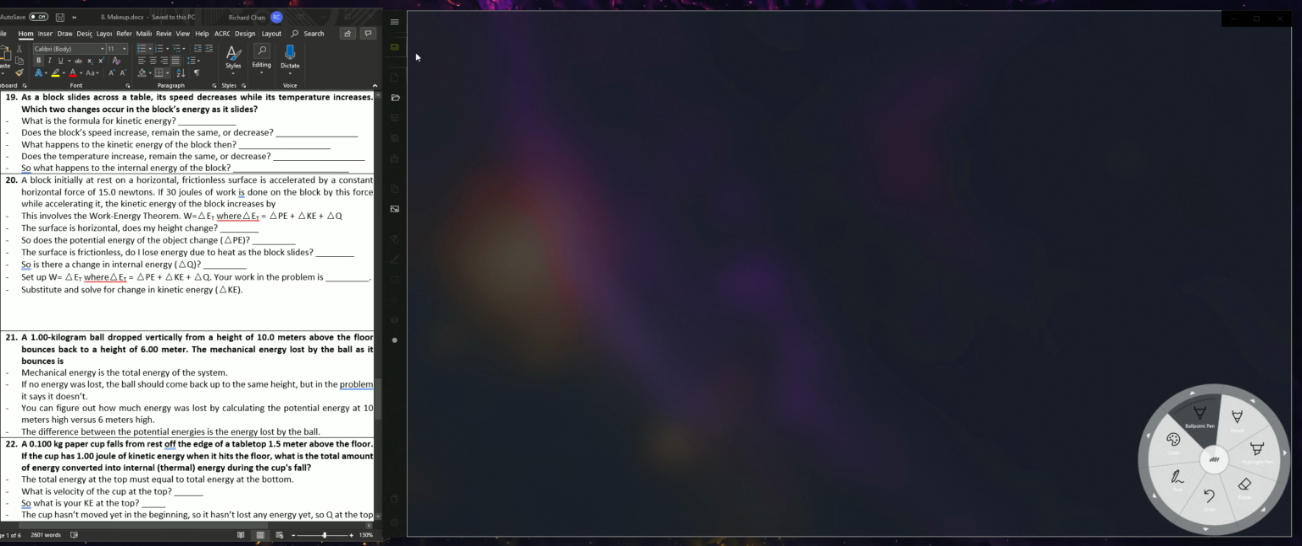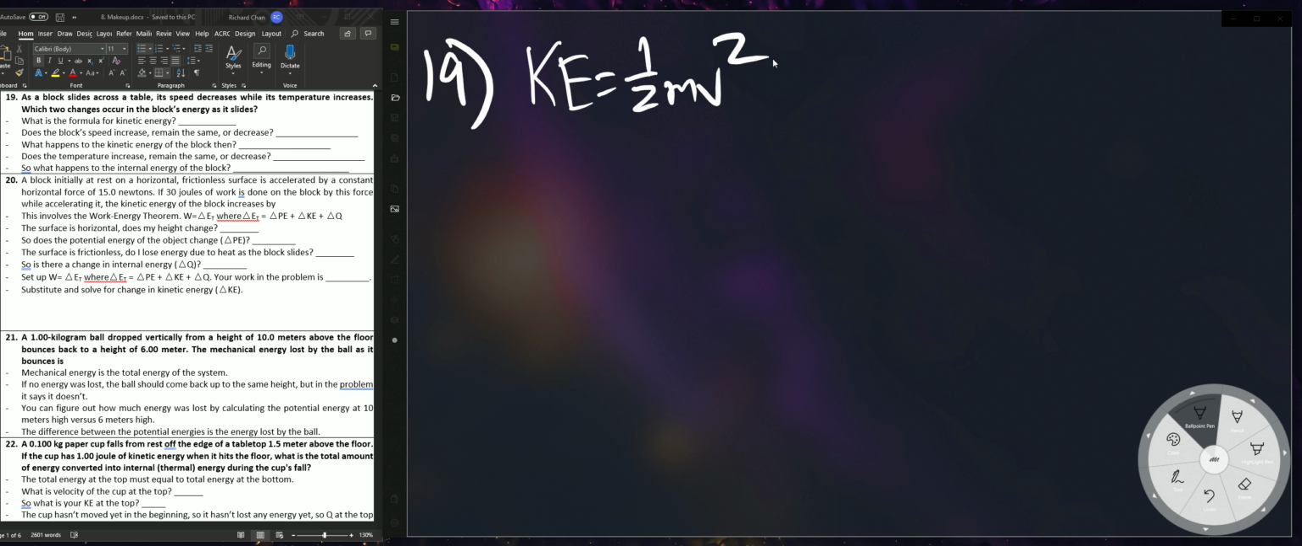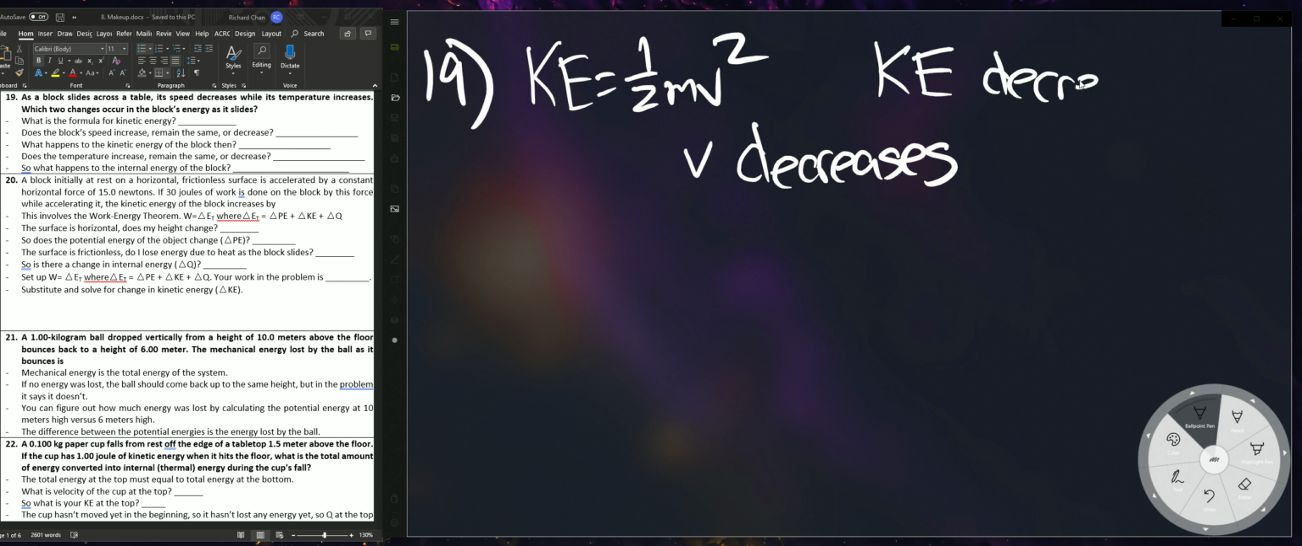19. As a block slides across a table, its speed decreases while its temperature increases. What two changes occur in the block's energy as it slides? So what is the formula for kinetic energy? We've done this so many times now. The kinetic energy is 1 half mv squared. So if your speed decreases, as the problem says it does, your kinetic energy must decrease as well. So that answers prompts 2 and 3.